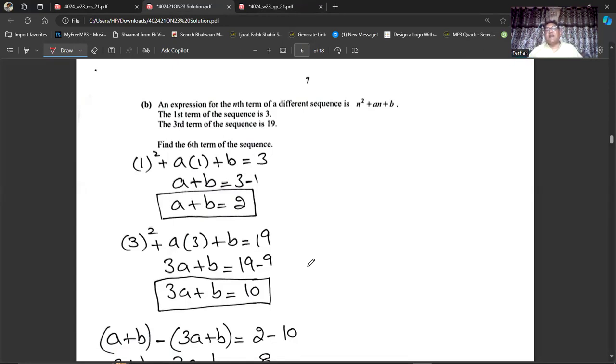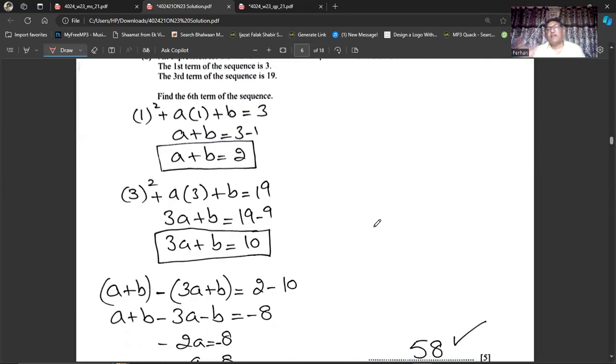So I will solve them simultaneously. You can see in both these equations, this b has the same coefficient. This is 1b, this is also 1b, and they both are positive. So simply subtract these two. So the b will be eliminated, and you will get the value of a. This is simultaneous equations by the elimination method.